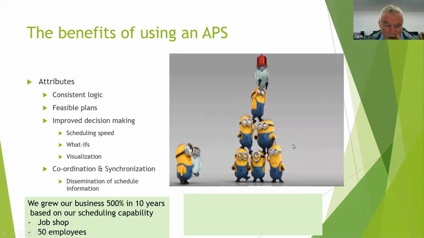So let's look at one company that tells us they increased their business by 500% over 10 years simply because they scheduled. They don't have an ERP system, or they have a very small ERP system. They were 50 employees, and obviously much smaller when they started. Their success, as a job shop, lies in their opinion entirely in the fact that they schedule their work through the factory more cleverly.